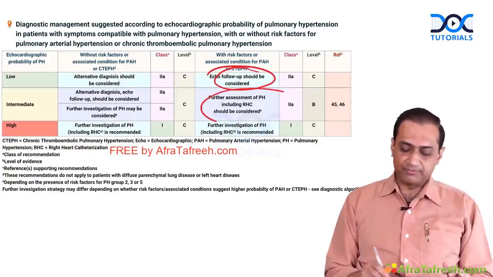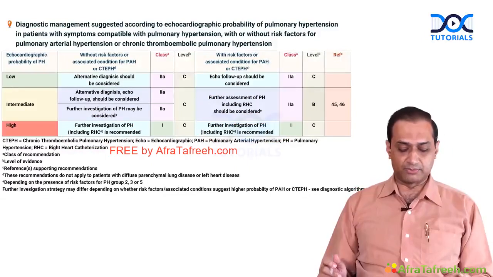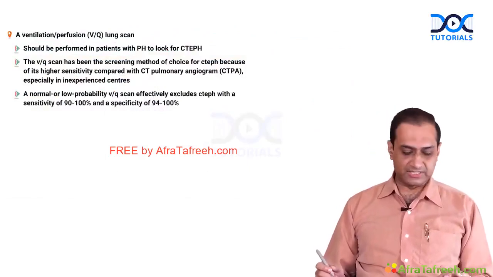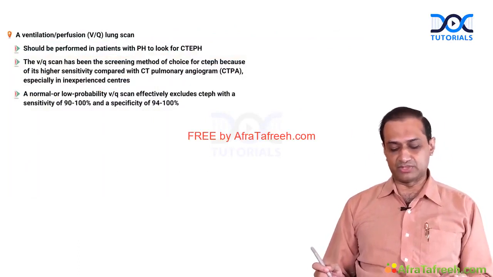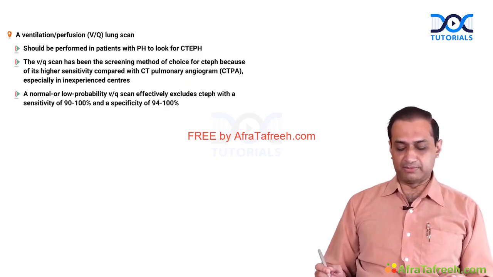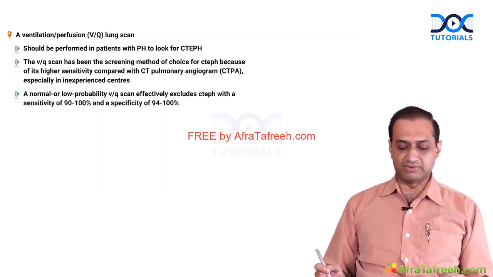So, echo follow-up, further evaluation of PH and further investigation of PH is recommended in the high risk subgroup of patients. A VQ scan should be performed to rule out CTEPH. A VQ scan is used as a screening modality because it has high sensitivity compared to CTPA. In an experienced center, a low or normal probability VQ scan excludes CTEPH with 90 to 100% sensitivity and 94 to 100% specificity.